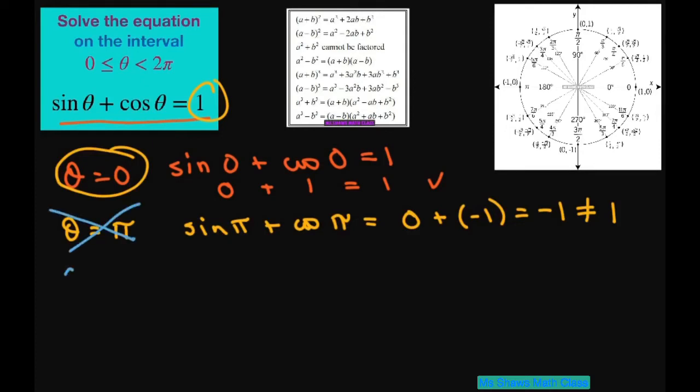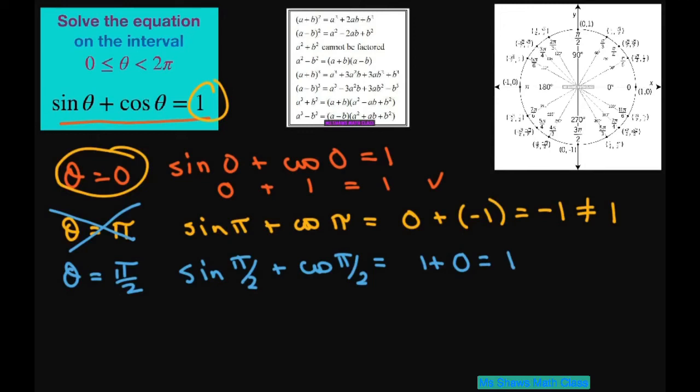So now let's try theta equals pi divided by 2. That gives us sine of pi divided by 2 plus cosine of pi divided by 2. Now this equals 1 plus 0 equals 1. So 1 equals 1, so this is a solution.